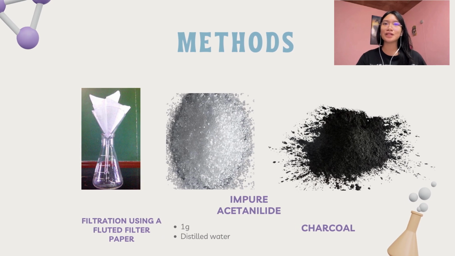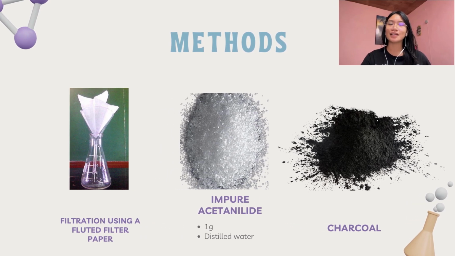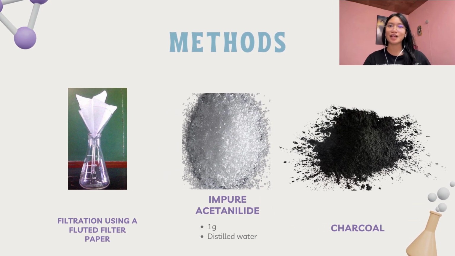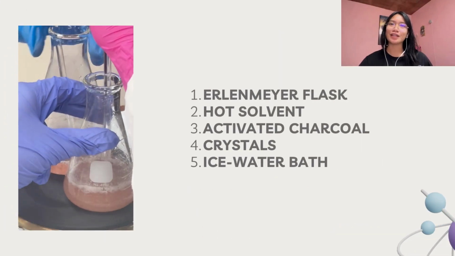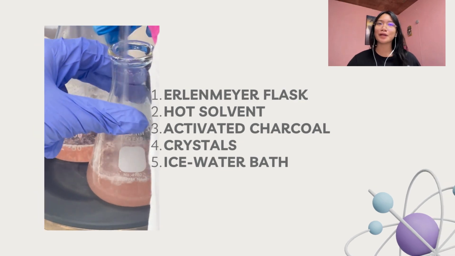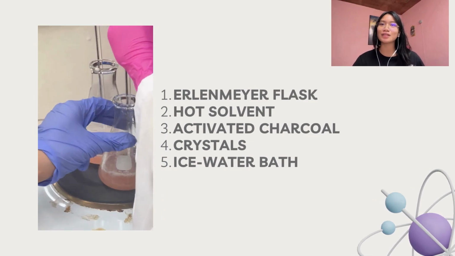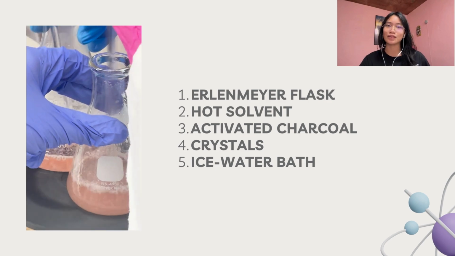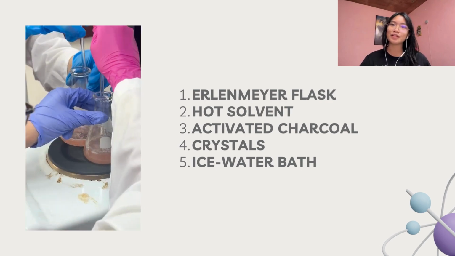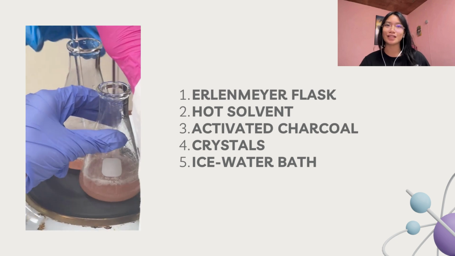The group weighed 1 gram of impure acetanilide and placed it in an Erlenmeyer flask. Beforehand, we recorded the actual weight of it, which is 1 gram. We then added distilled water. While heating, we added a pinch of charcoal until the solution was clear. Continue to stir it until boiling. Then the other members can prepare the filtration setup by folding the filter paper and placing it in a funnel. An Erlenmeyer flask would be the receiver for this setup.